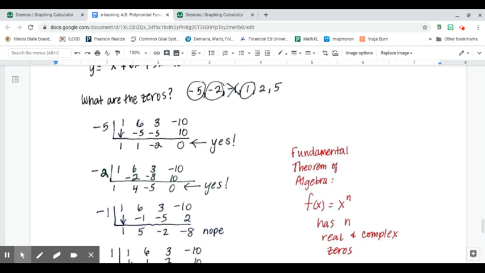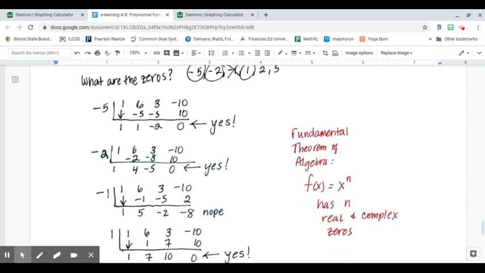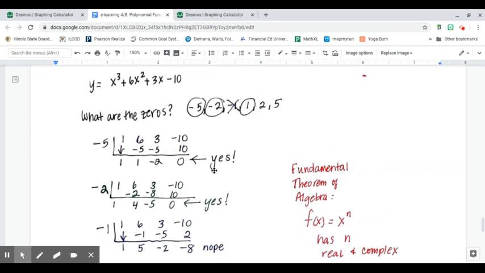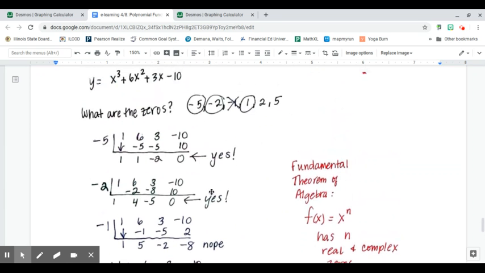So look at my synthetic division here. I tried negative 5, got a 0, so that means negative 5 is indeed an x-intercept. Negative 2 also ended up with a 0 as a remainder, so that's for sure going to be an x-intercept. Negative 1, no such luck. Positive 1, yes, that one worked. I found 3 yeses, 1, 2, 3, and I had a third degree polynomial, so I don't even need to try 2 and 5. They aren't going to work because I've already found 3 that will work.